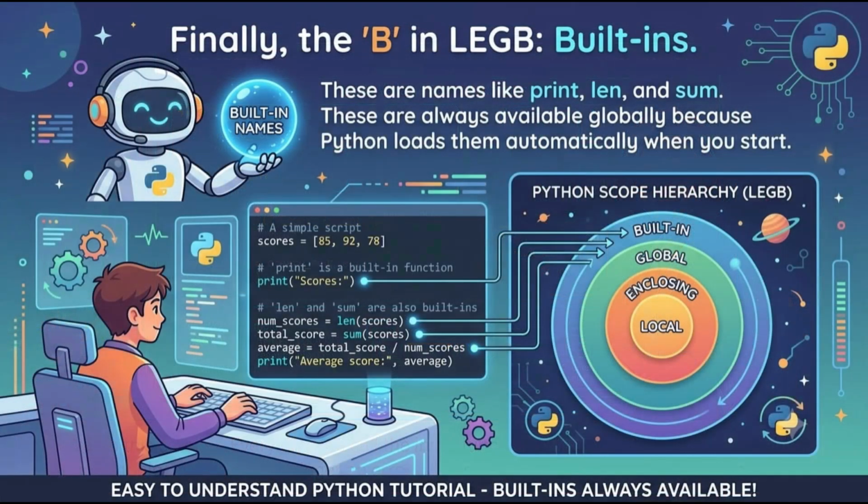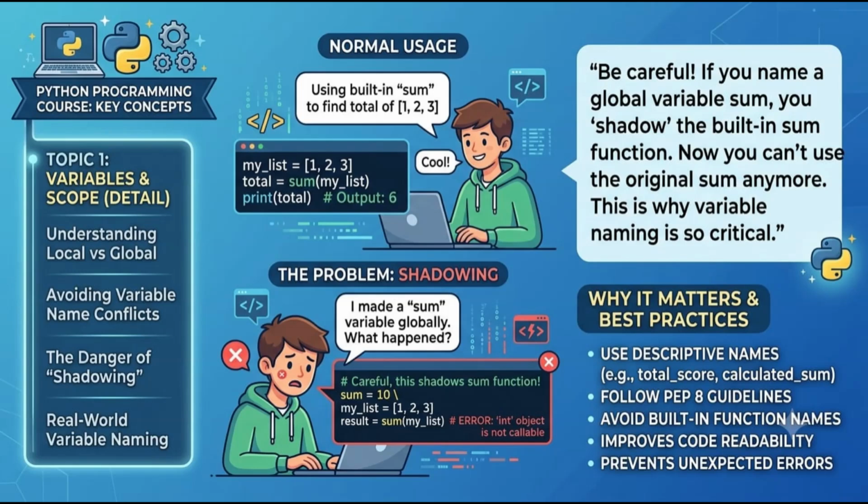Finally, that B in LEGB, built-ins. These are names like print, len, and sum. These are always available globally because Python loads them automatically when you start. Be careful. If you name a global variable sum, you will shadow the built-in sum function. Now you can't use the original sum anymore. This is why variable naming is so critical.